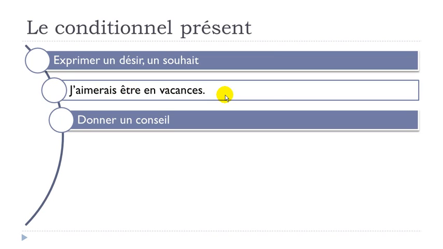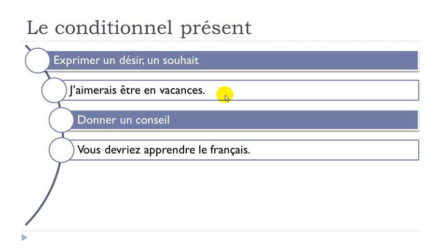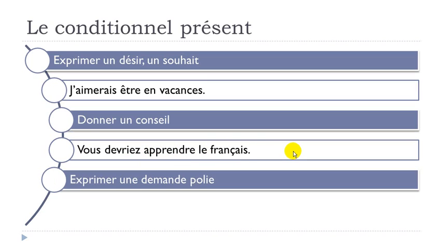Second use will be if you want to donner un conseil, to give advice. Vous devriez apprendre le français. Okay, devoir, to have to, but in that case, when you say vous devriez, you should. That would be the more correct translation. Vous devriez apprendre, apprendre is to learn, le français, French.